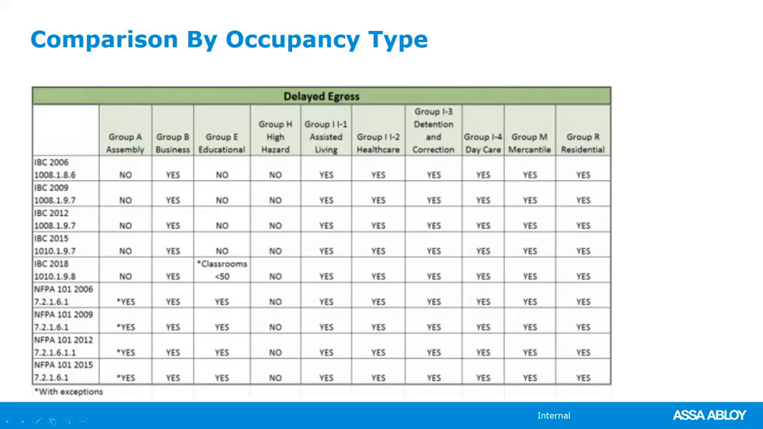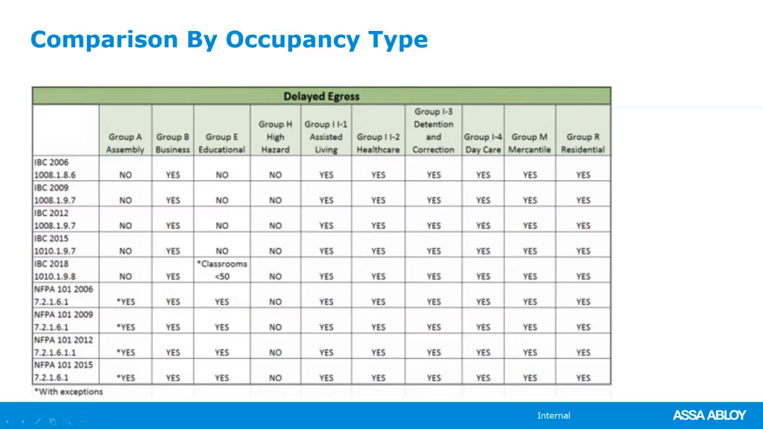In Group E, educational, it's not permitted in IBC until you get to 2018. And now they do permit it on classrooms that are less than 50 on the secondary exit from that classroom. You can use it in NFPA 101, but again, if you're dealing with two different codes, the more restrictive would apply, which means that you can't use it in Group E educational. High hazard, regardless, across the board, it is not permitted.